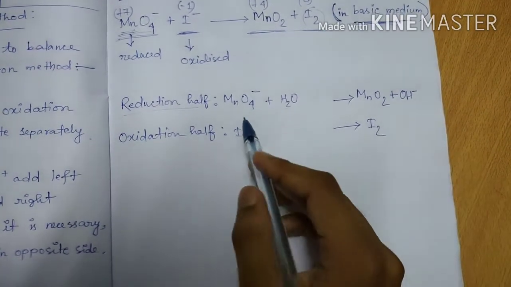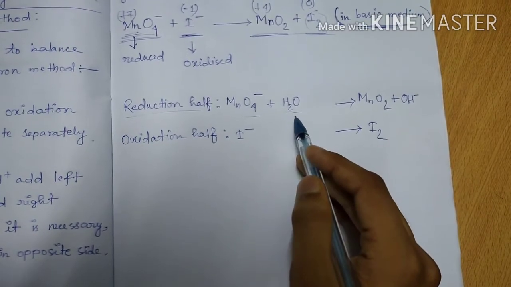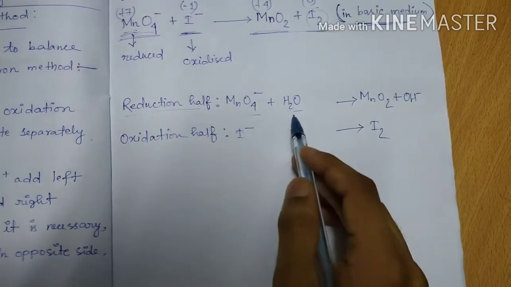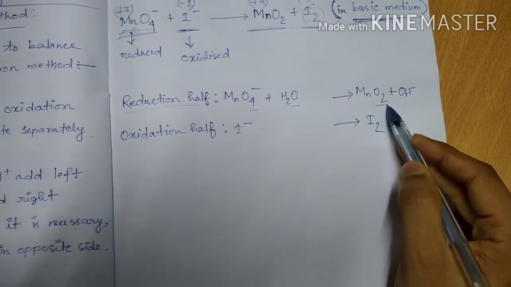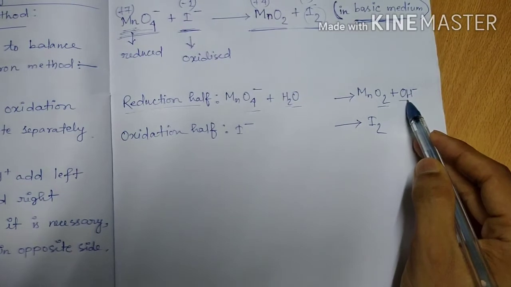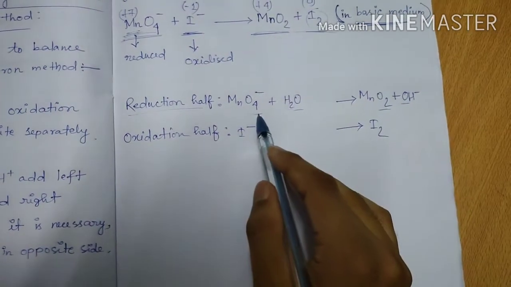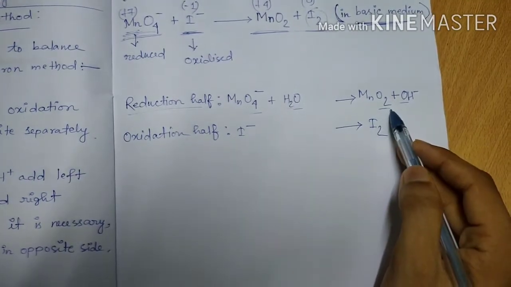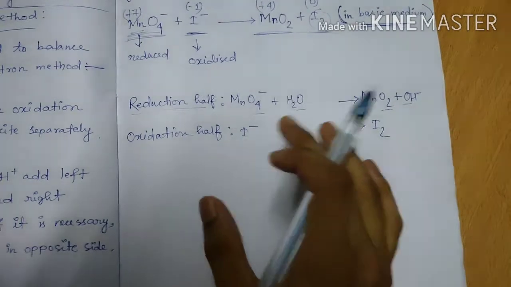5. Here 4 oxygen atoms are present and here 1 oxygen atom is present, so the total is 5. But on the right side, here 2 oxygen atoms are present and here 1 oxygen atom is present, so the total is 3. So the total is 5 here and 3 here, and we have to balance the number of oxygen atoms on both sides.